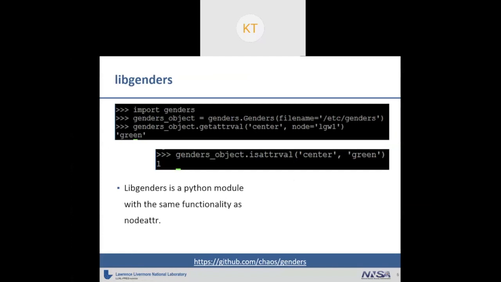Libgenders performs the same functionality as nodeattr, except that it's a Python module. When using Libgenders, we needed to initialize the genders object with the genders file. The first query is asking what the value of center is for LGW1, and the output is green. The second command checks whether the gender center has the value green anywhere in the file.